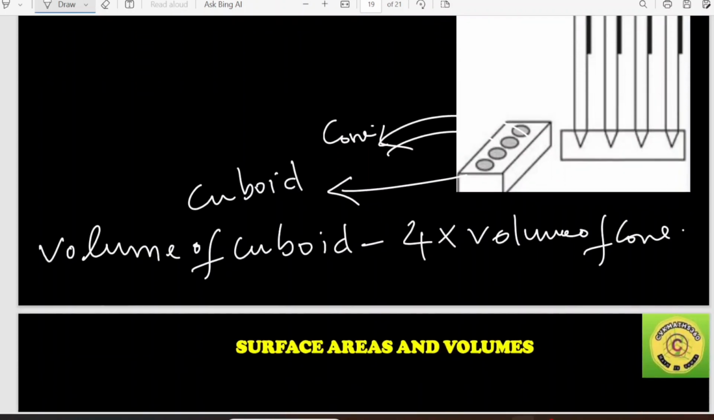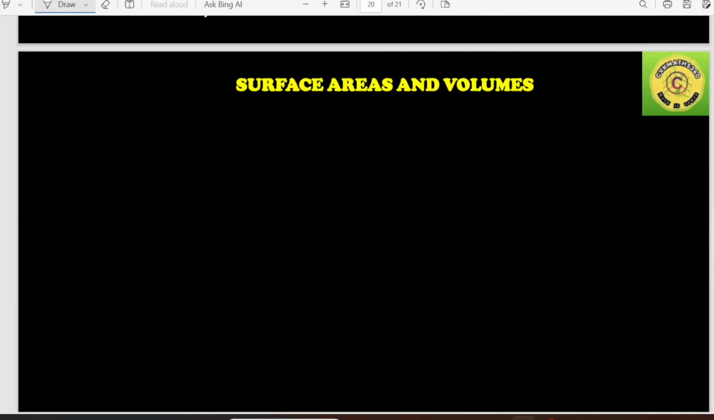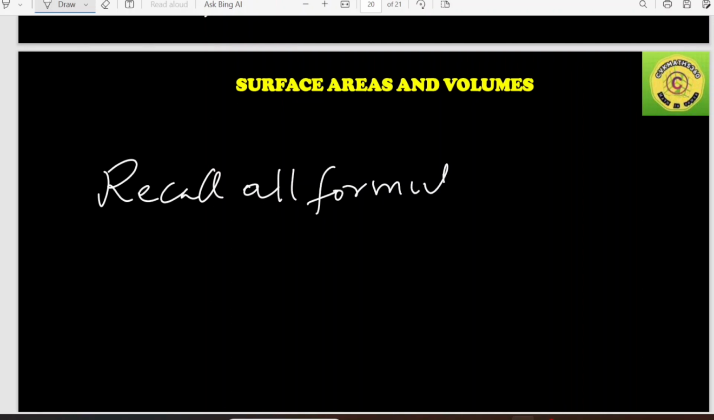So almost we completed everything. Just recall all the formulas one more time, and we can start the exercise problems. That's it. All the models we covered. Okay, thank you.